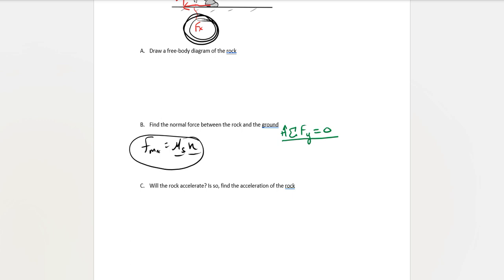And as an added bonus, if you know it's accelerating, then you know to use the kinetic coefficient of friction, or what I sometimes call the sliding coefficient of friction. So I would go back then and calculate the frictional force, the sliding frictional force, and then write a force equation. Sum of all forces equals mass times acceleration in this direction. And that should give you the acceleration of that rock.